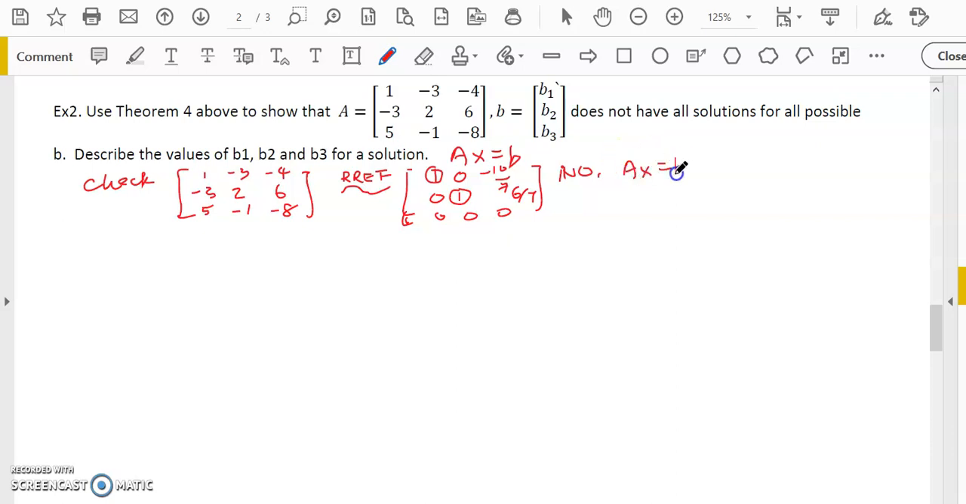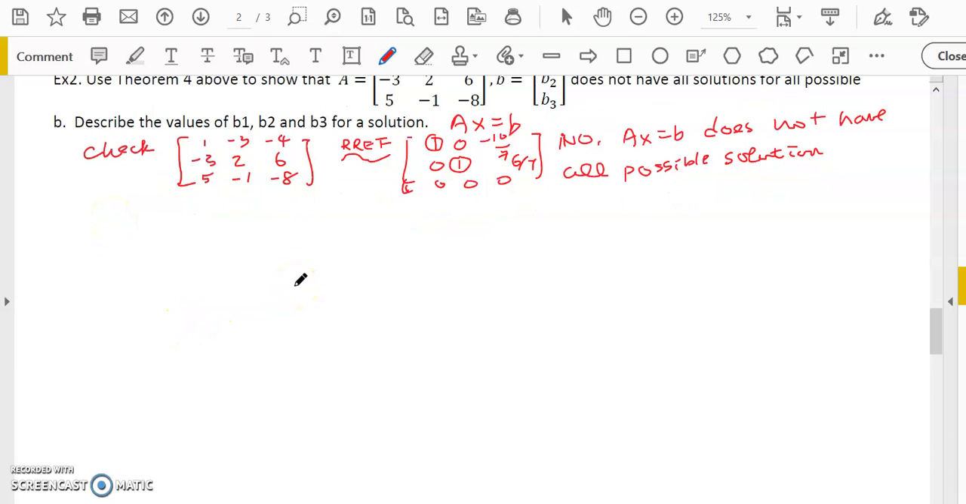Ax equal to b does not have solutions for all possible b. That means you cannot use it to generate anything you want, because sometimes you would have no solution, sometimes you have many. So what would it take for B1, B2, B3 to have a solution? We'll have to do it by hand. Let's see if I have enough time to do it.